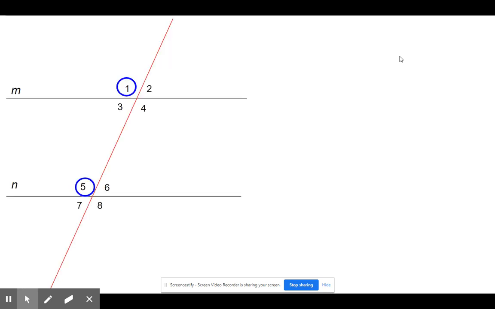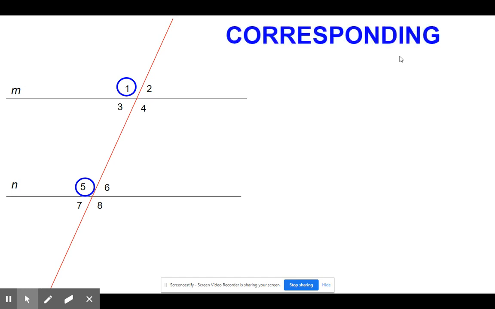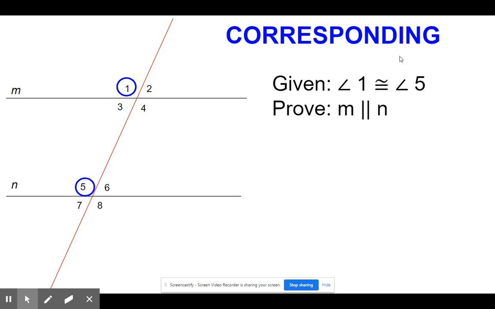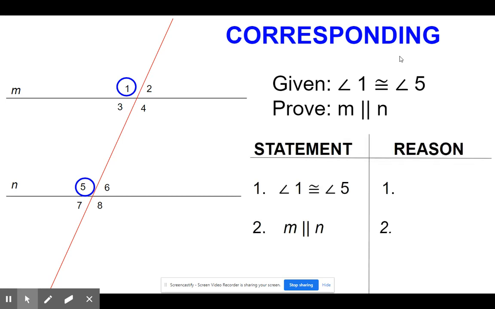For example, 1 and 5, what type of angles are these? Corresponding angles. If we have a given and prove that says that angle 1 is congruent to angle 5, then we can prove that lines M and N are parallel. It's a very basic proof with just two lines and two statements.